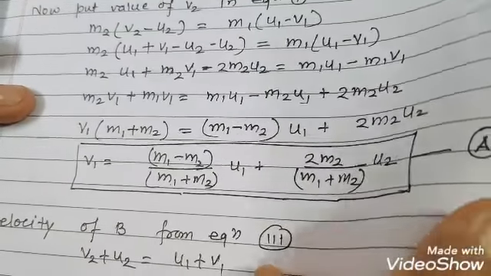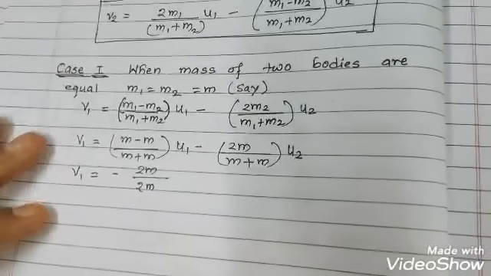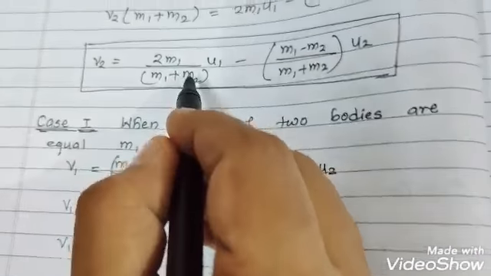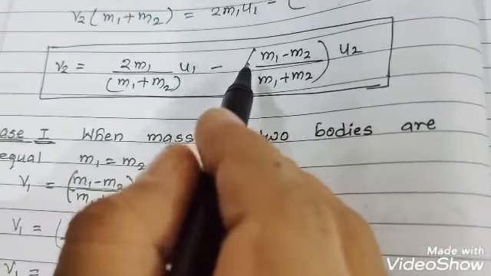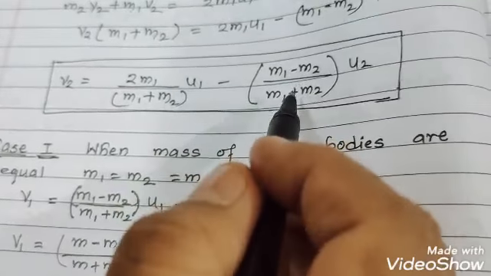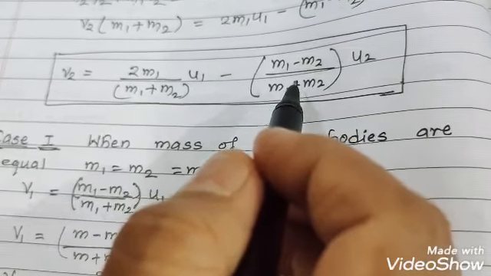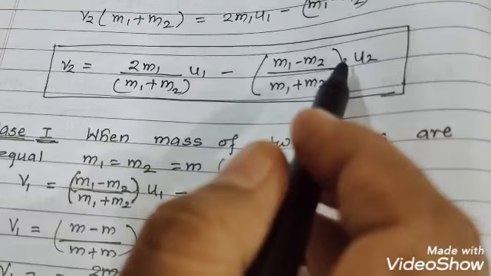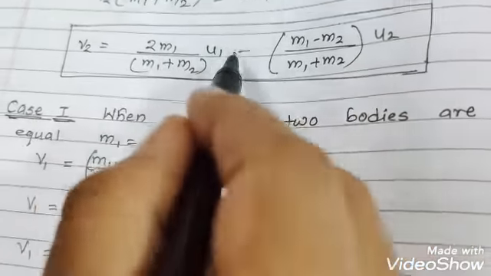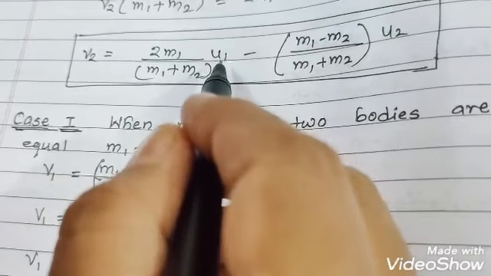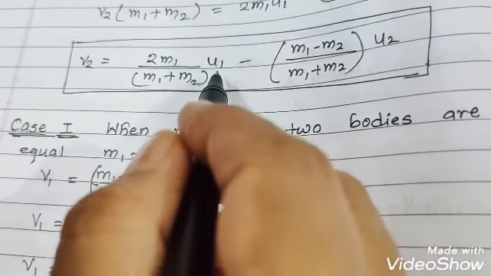Now the formula for v2 we have also derived already, and this formula is 2m1 upon m1 plus m2 u1 minus m1 minus m2 upon m1 plus m2 u2. This is the formula for the velocity of body B.